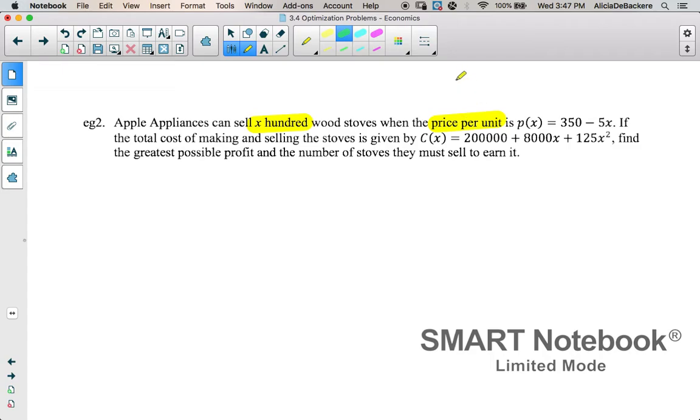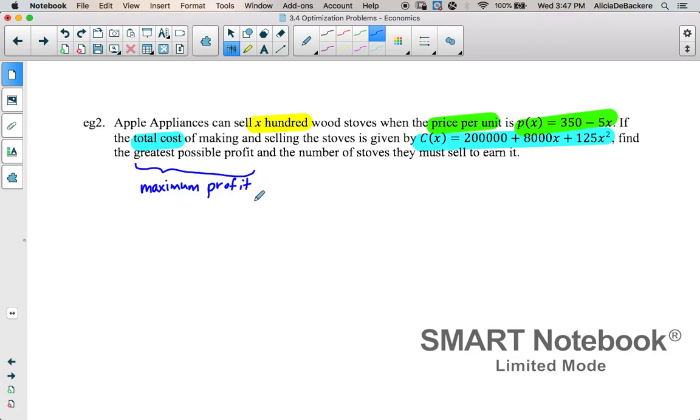So let's see here. We've got the price per unit is this, and the total cost of making and selling the stoves is given by this. We want to find the greatest possible profit. So what this question is asking me to do is maximize the profit. And so I know eventually I want an equation for the profit. And then in my summary statement, I'm also going to list the number of stoves.